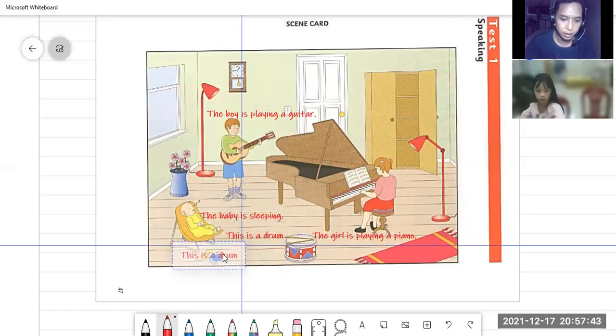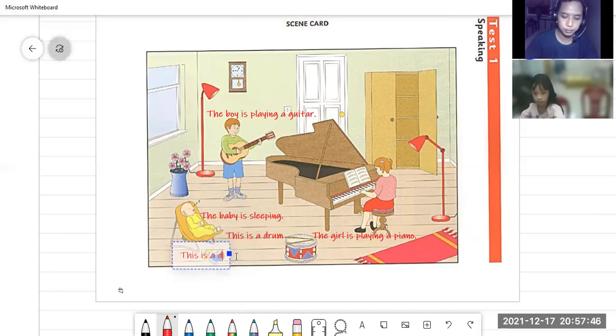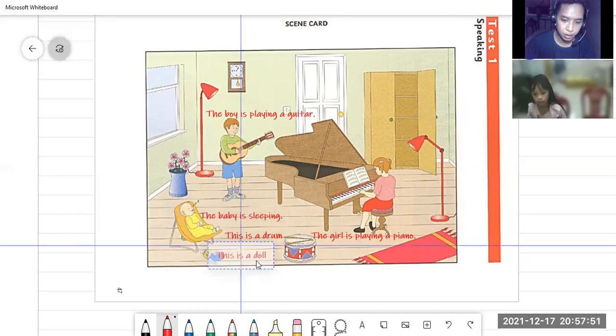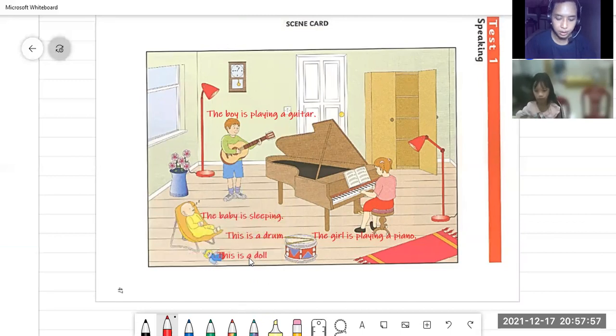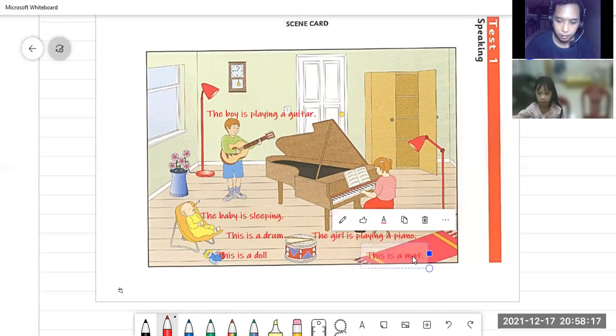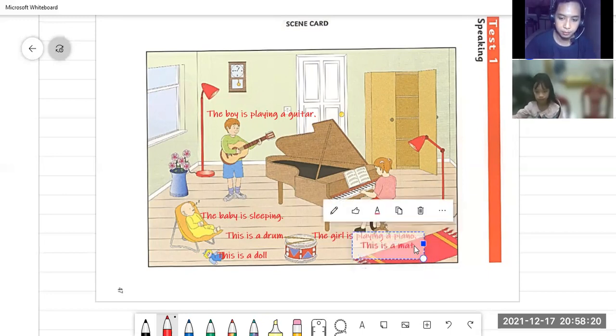Okay, next is, this is a doll. Can you say? This is a doll. Okay, next, what else can you see? This is a mat. Okay, this is a mat. Or you can say this is a carpet.